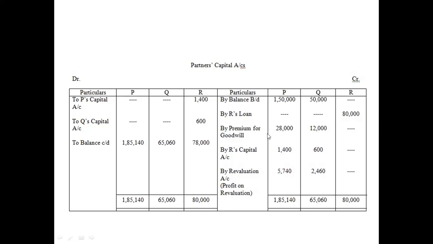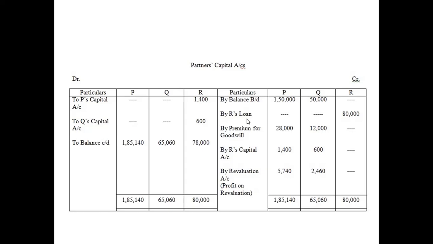Or sometimes we do this kind of adjustment through the capital account also. We are free to do that. But normally we maintain this adjustment through the current account. Sometimes in the question it will be mentioned that you have to adjust through the capital account itself, then you have to follow the question. But if nothing is mentioned, then it will be the current account. But in this particular question, since R is bringing his amount of premium for goodwill, we write by premium for goodwill, and this will be shared between P and Q as per the sacrificing ratio.